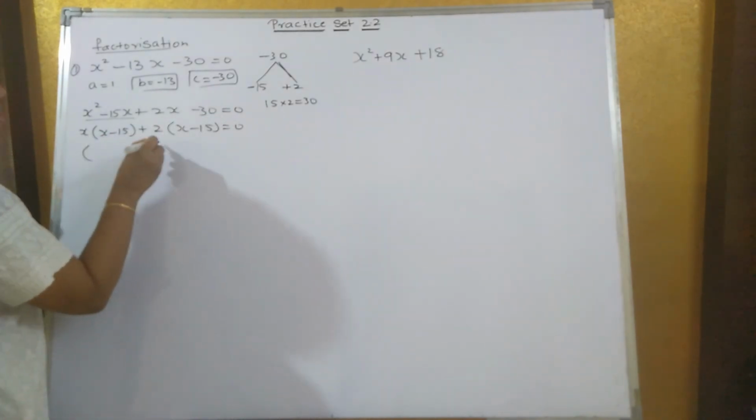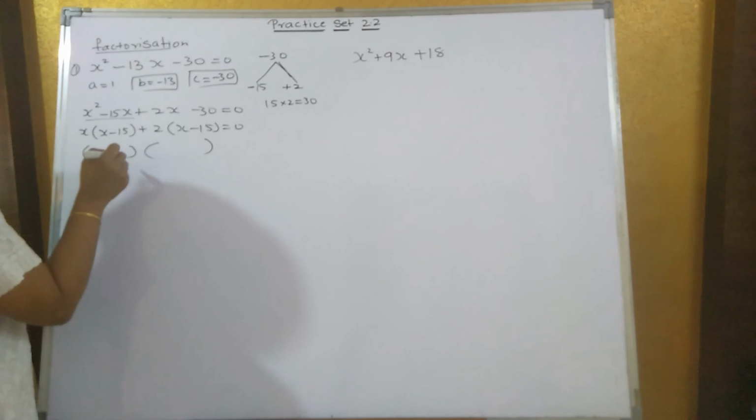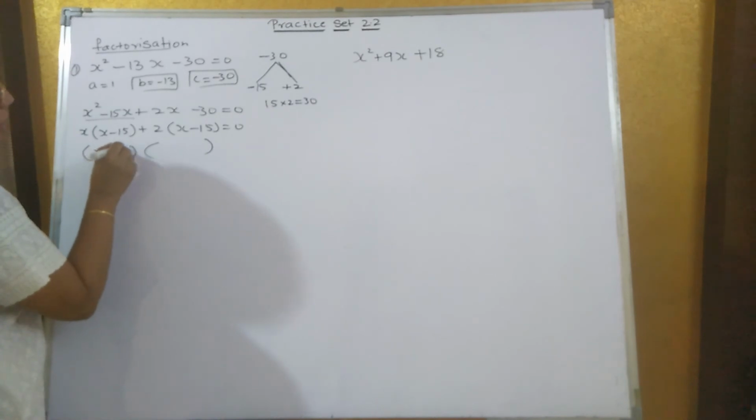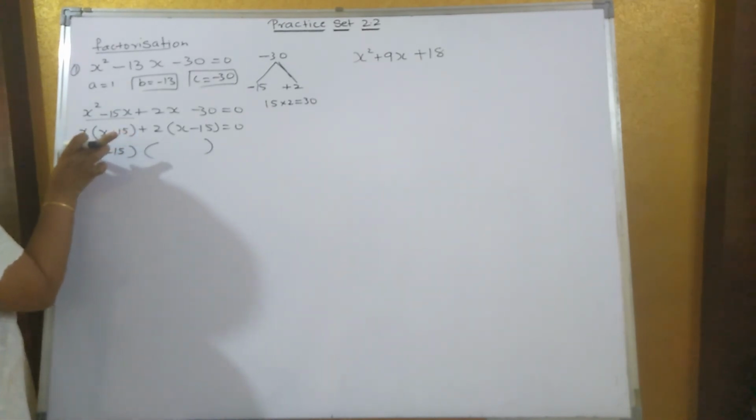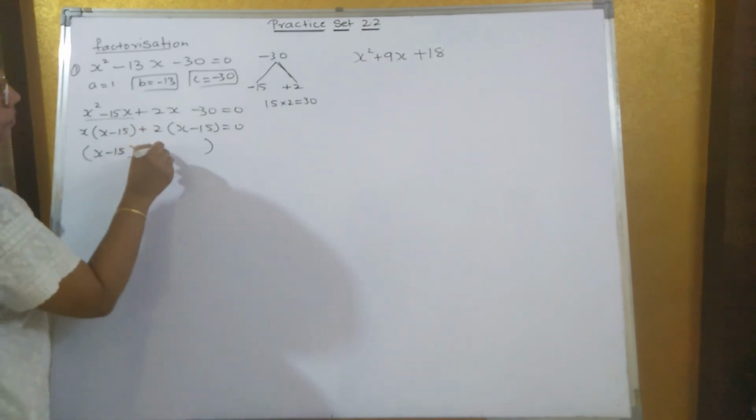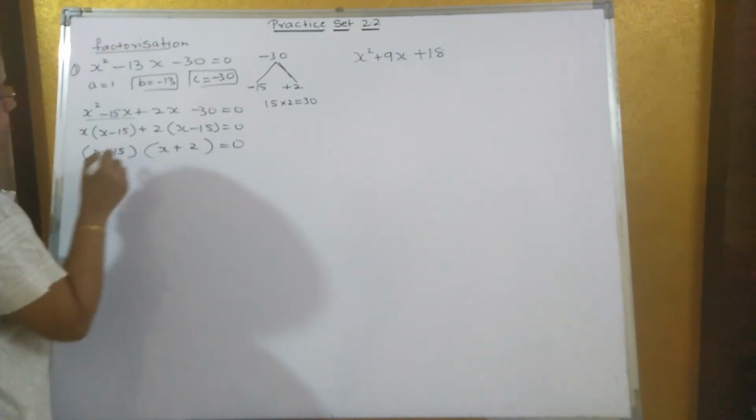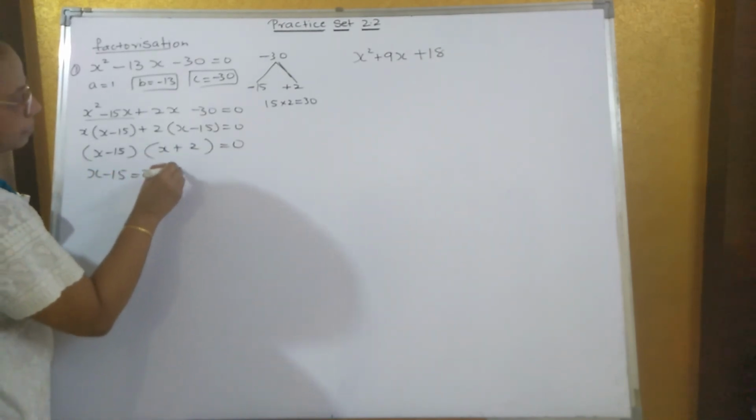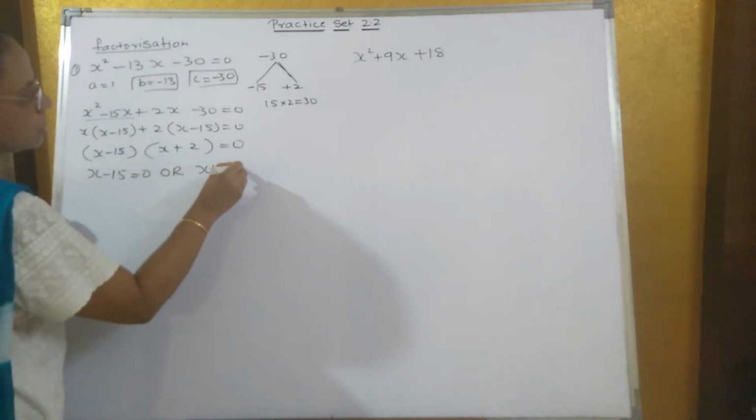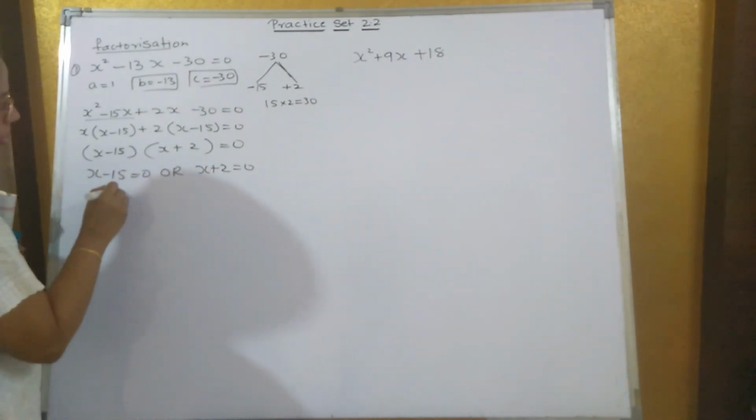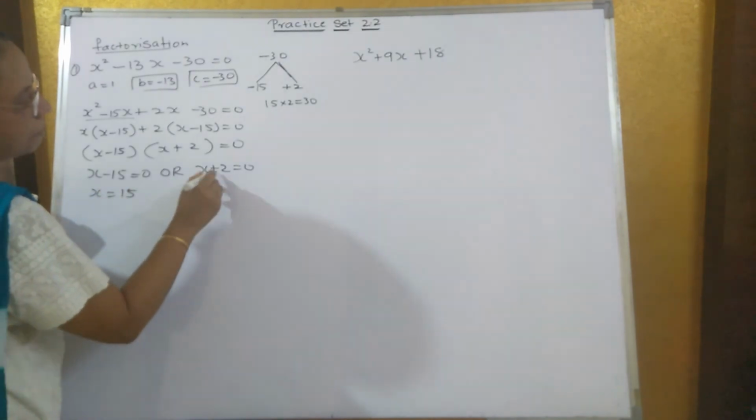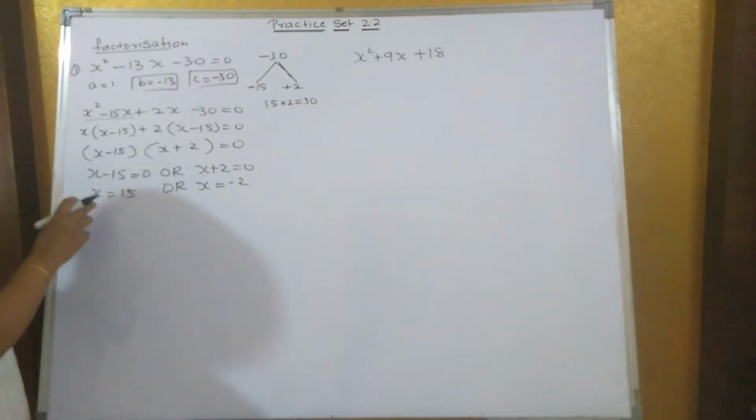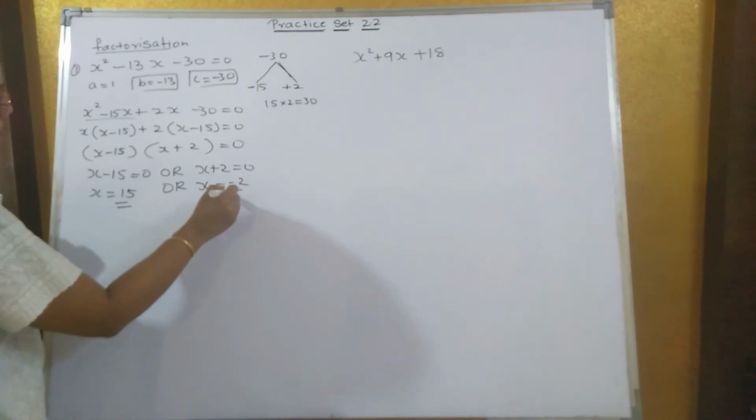So the two products are what? Two factors. You put two brackets. In one of the brackets you put the common one which is there in the bracket, so x minus 15, and in the other one you put the numbers which are outside, x plus 2, is equal to 0. Now write separately, x minus 15 is equal to 0 or x plus 2 is equal to 0. When you take minus 15 on this side you will get plus 15, and when you take plus 2 on the other side you get minus 2. So the roots of the equation are plus 15 and minus 2.